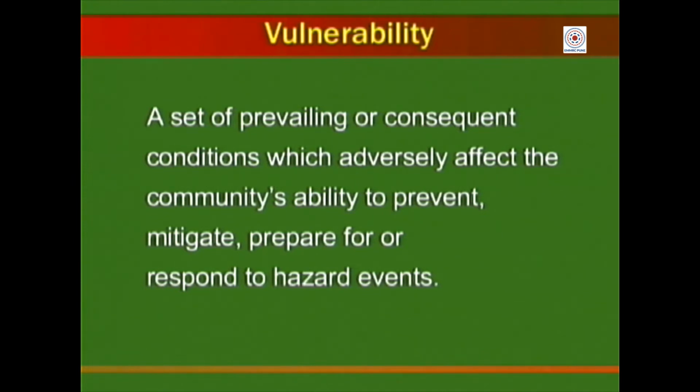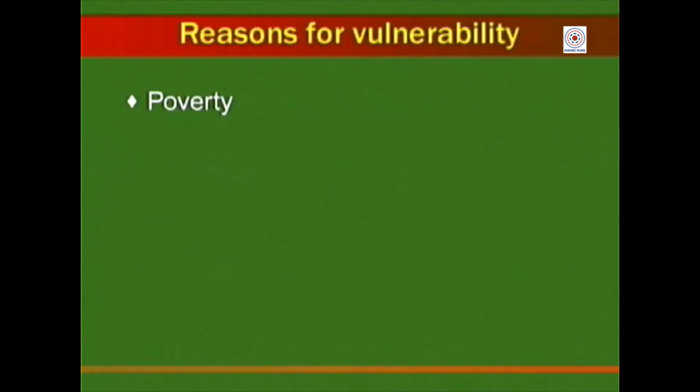Vulnerability we can define as a set of prevailing or consequent conditions which adversely affect the community's ability to prevent, mitigate, prepare for or respond to the hazard event. What are the basic reasons for vulnerability? How does a segment or component of our society become vulnerable? It depends upon poverty. If people are living below the poverty line, they may suffer more from the disaster impacts.